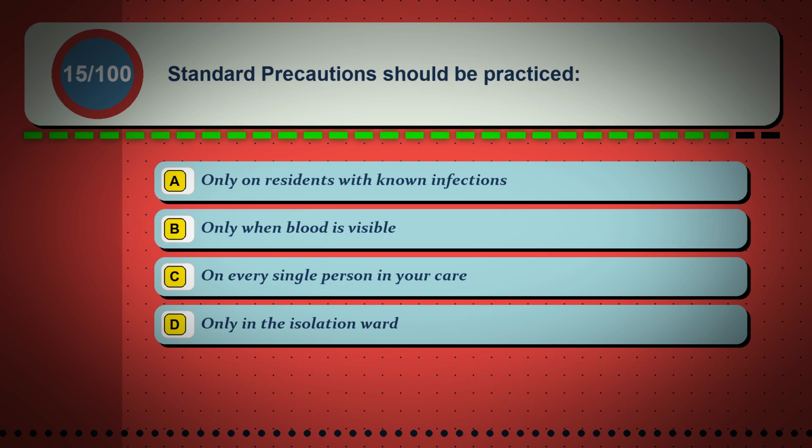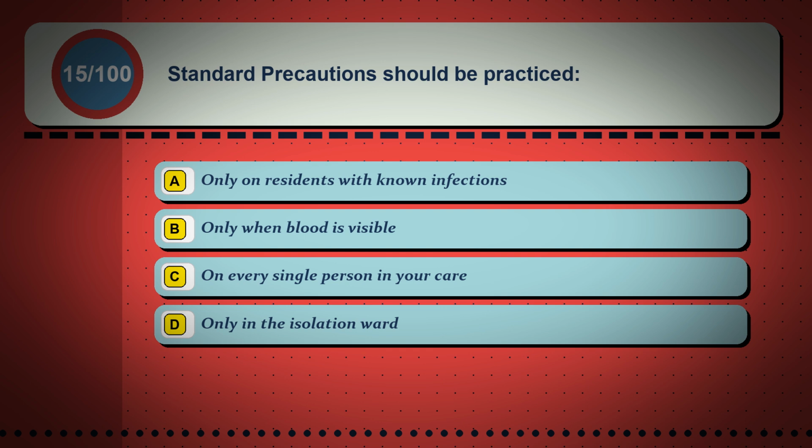Question 15. Standard precautions should be practiced. Option A, only on residents with known infections. Option B, only when blood is visible. Option C, on every single person in your care. Option D, only in the isolation ward.